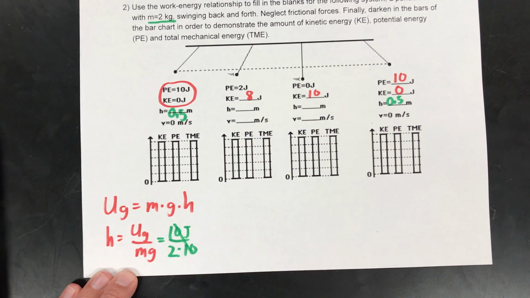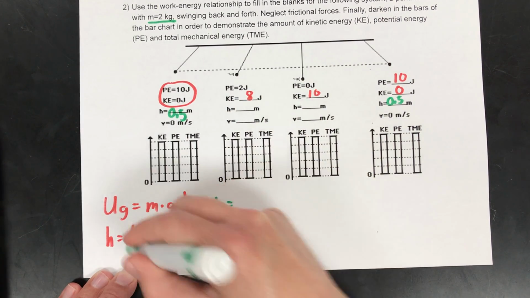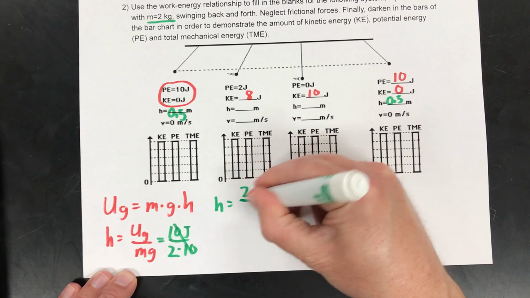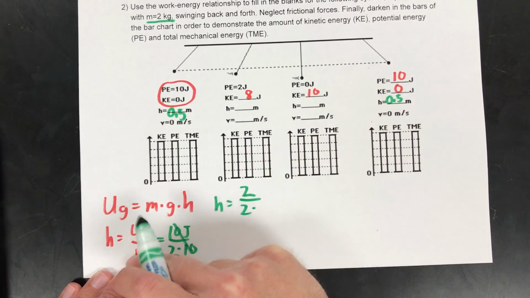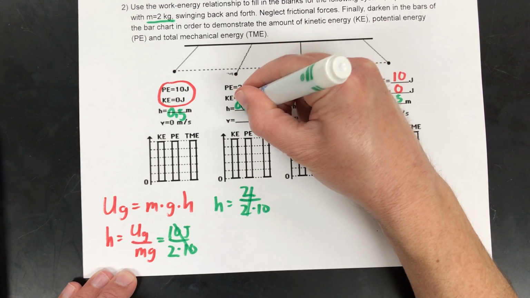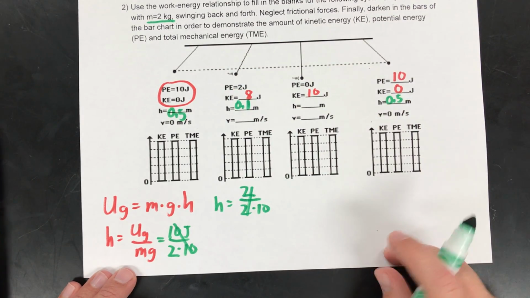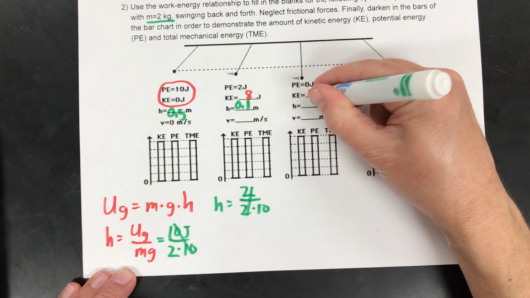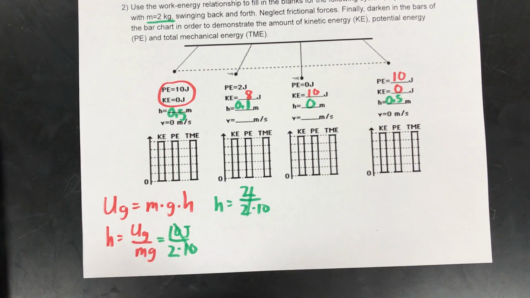What about right here, where we have 2 joules of potential energy? We'll plug it back into this equation right here. Once again, our height is going to be our potential energy, which is 2, over our mass, which is 2 times 10. The 2s will cancel, and we get 1 over 10, which is 0.1 meters. Here we have 0 potential energy, so we must have 0 height.